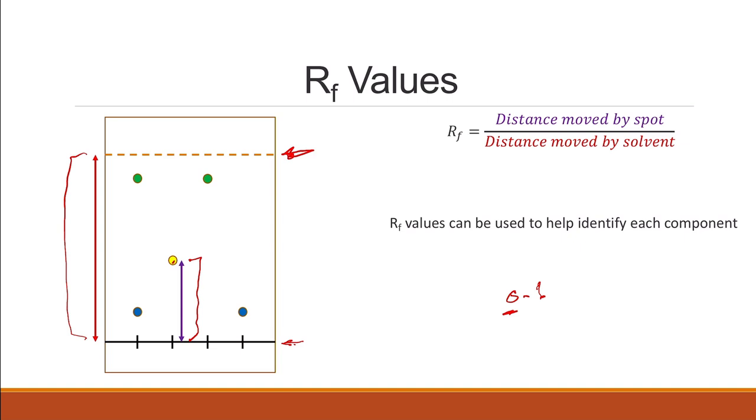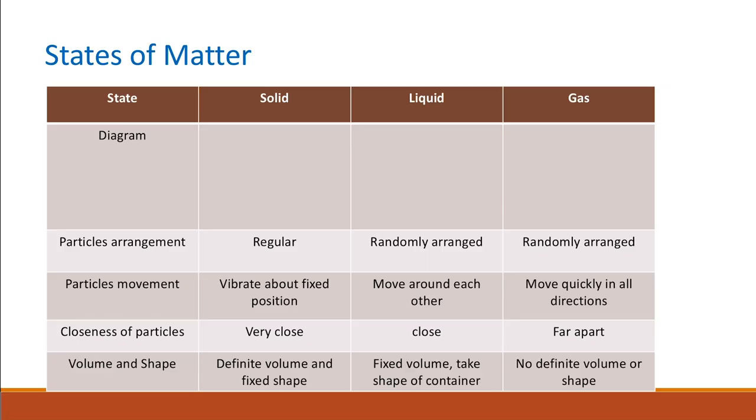States of matter. There are three different states of matter: solid, liquid, and gas. In solids, the particles are arranged regularly, and the particles only vibrate about fixed positions. The particles are very close to each other, and they have definite volume and fixed shape.